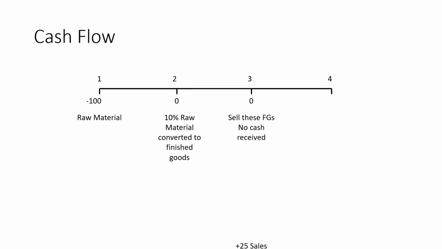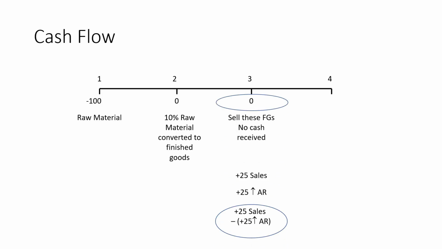Next, when we sold these as finished goods but no cash was received, when we made a credit sale, the effect on cash was still zero. That's because although we made plus 25 of sales, our accounts receivable also increased by 25, so minus of that plus 25. So 25 minus of plus 25 is 0.